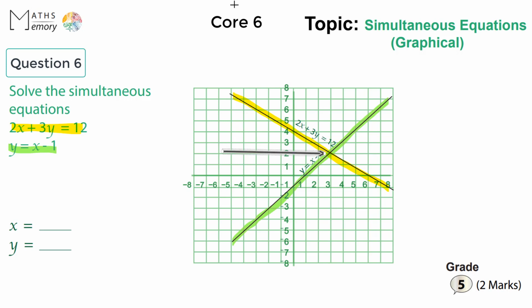They cross over here. It doesn't take anyone to really realize that, and the easy marks for this. So this is going to be obviously 3 across over here and 2 up. So 3 across and 2 up would be 3, 2. X would be 3 and y would be 2. Simple as that. So the keyword is intersection, and that's one of the stepping stones on your maths memory cards.